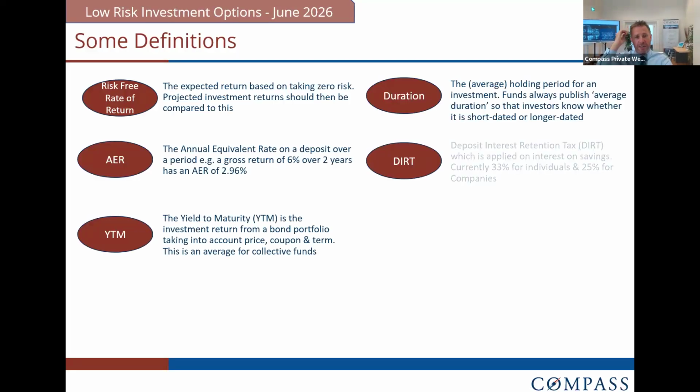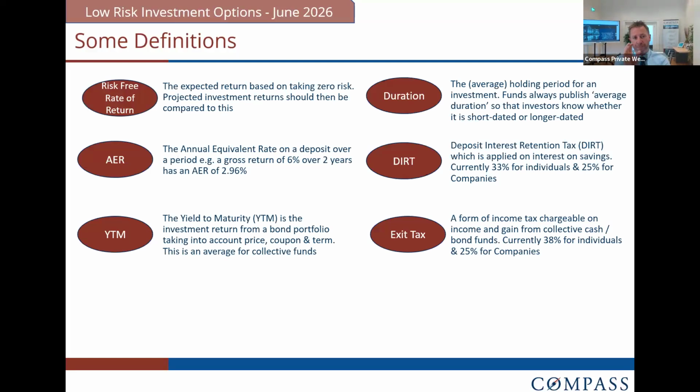Just a few definitions here. I won't go through all of them, but when you see your slide sent out, it'd be good just to read through these. Risk-free rate of return. The AER is the annual equivalent rate, what your deposits will earn on a 12-month basis. So the AER for 2 years might be 6%, but that's actually 2.96% for 1 year.